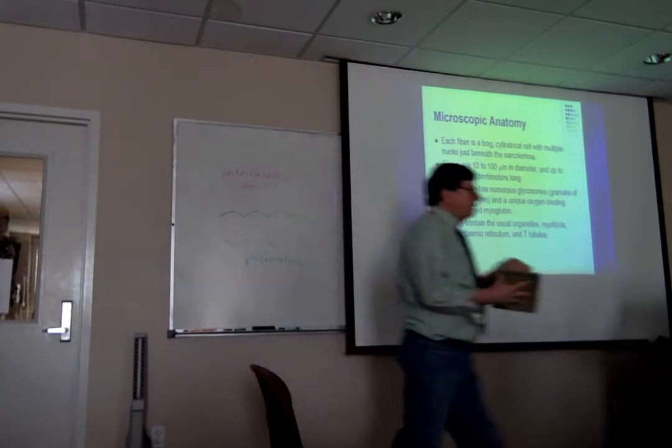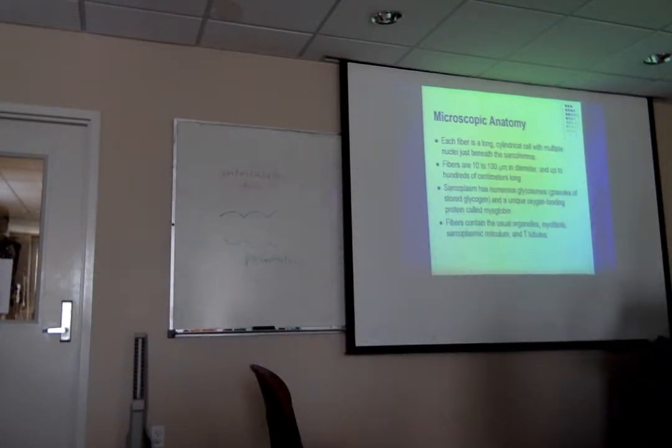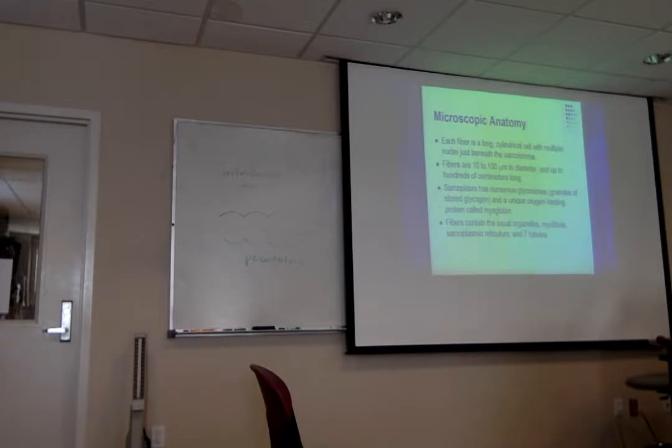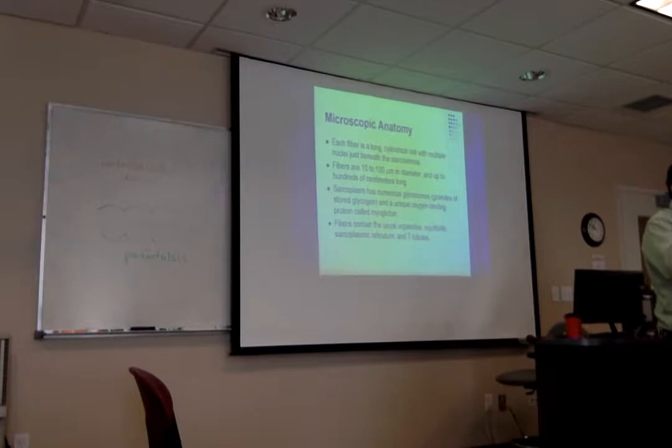This is a model of a skeletal muscle cell. Now, this is the cell membrane here. What do we call the cell membrane of a muscle cell? Sarcolemma. Now, this is the connective tissue sheath. What is that called? The outside. The endomysium. So, this is the cell membrane, the sarcolemma.